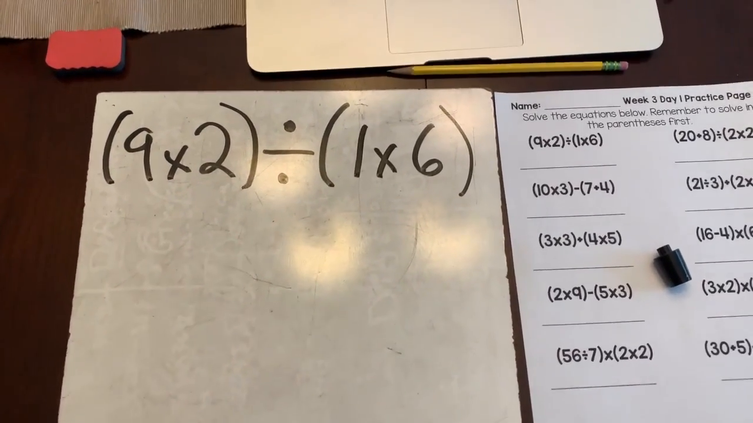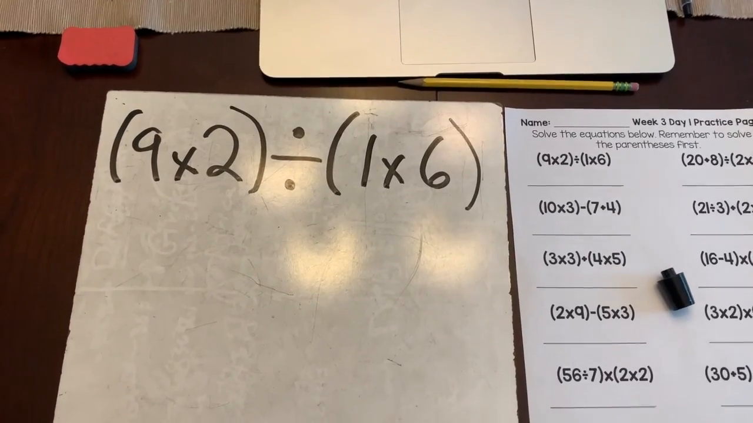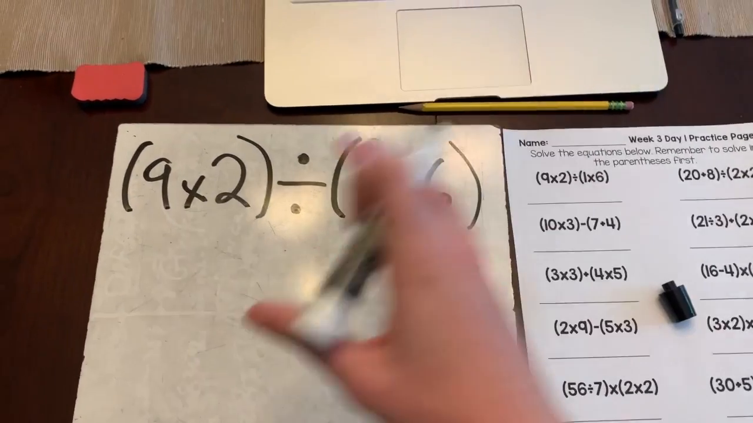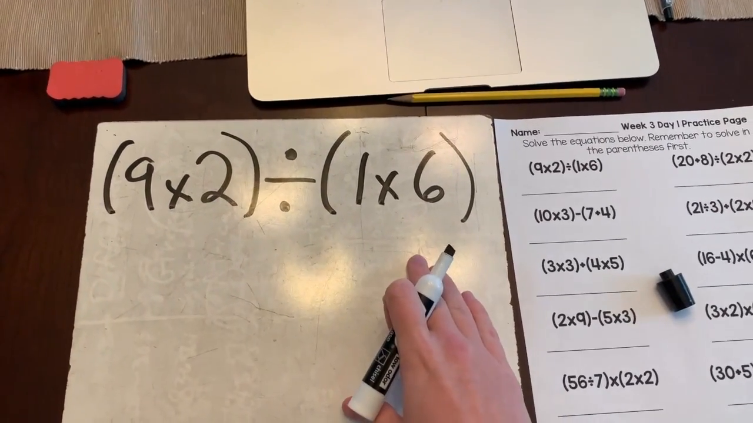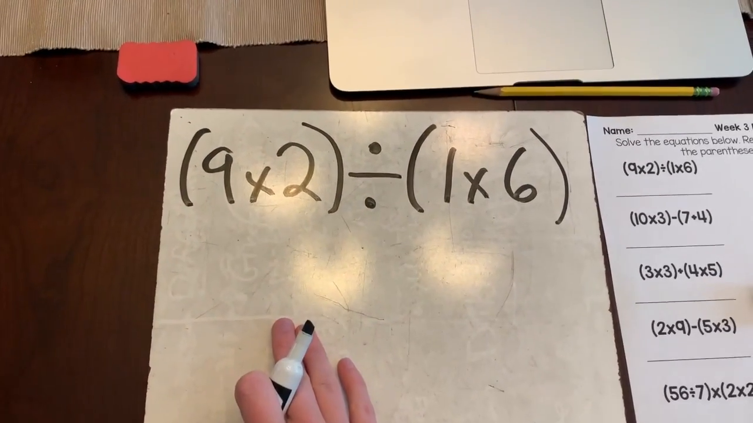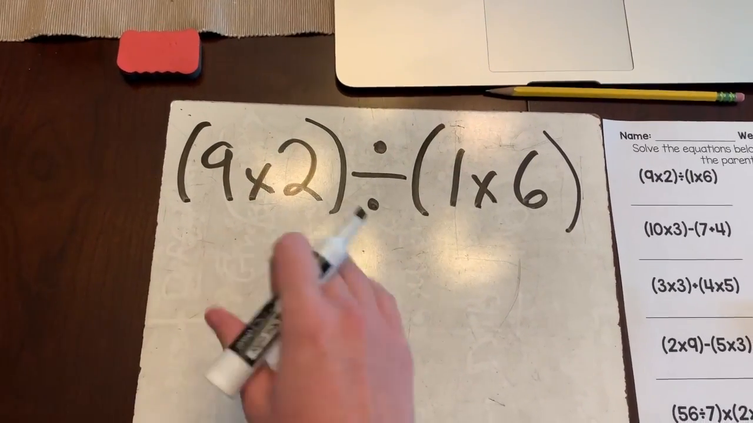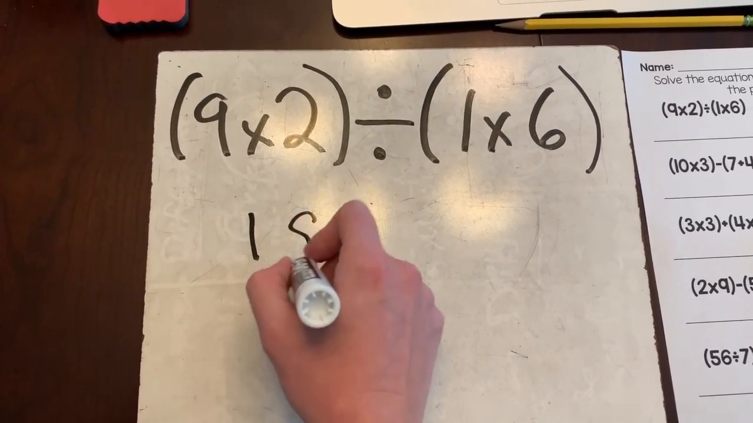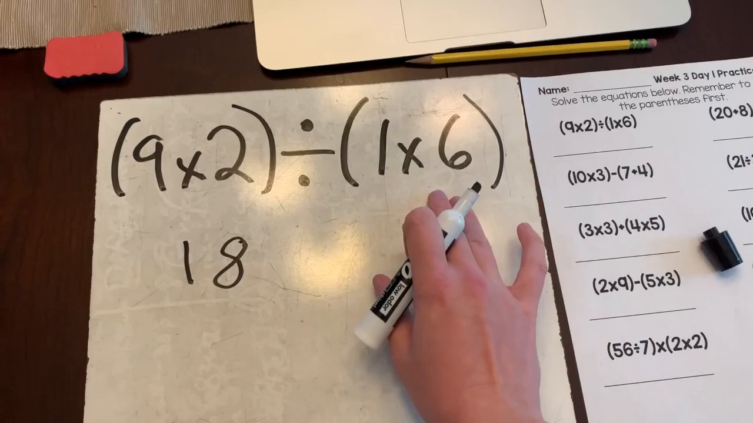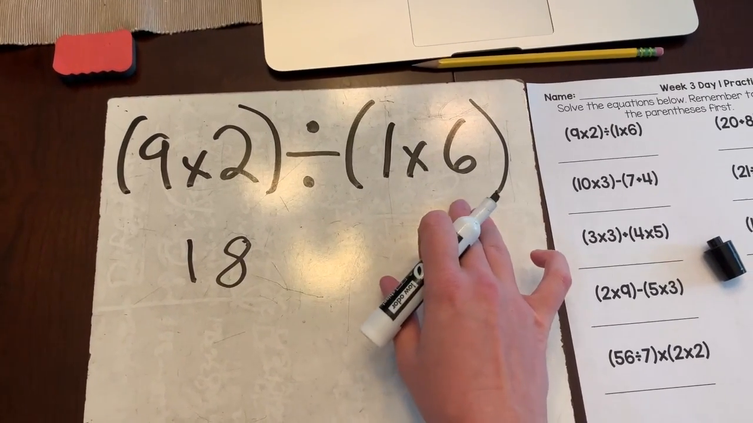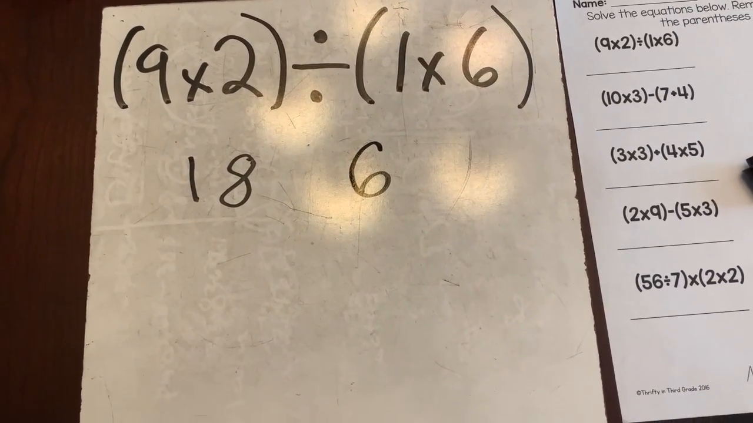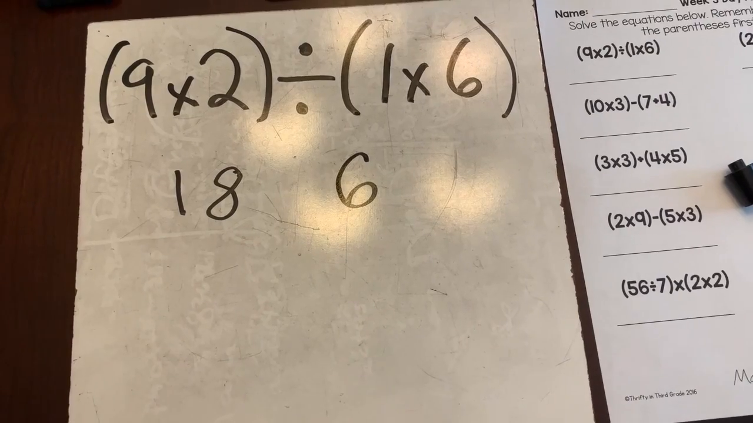Now, what we do when we solve a problem that has two sets of parentheses is we solve what's inside the parentheses, and we start from the left and we move on to the right. So, which set of parentheses is on the left? 9 times 2. Let's solve that first. 9 times 2 equals 18. Then we solve the second set of parentheses. 1 times 6 equals 6.